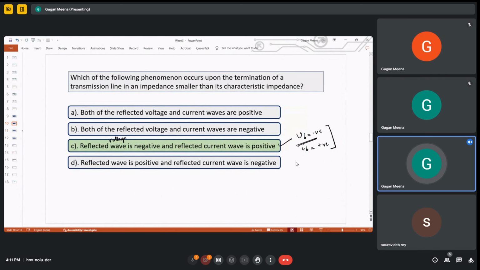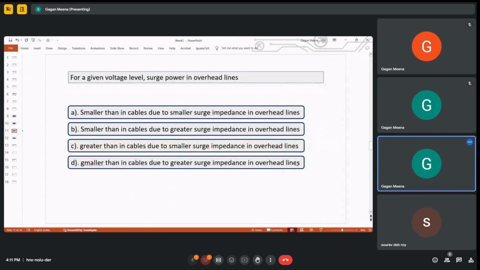The reflected wave is negative. Reflected voltage and current is positive. So now this also we discussed. For a given voltage level, what is surge power in overhead lines? So this is P is V square by ZC. Now here it is asking us to compare the surge power of cable and surge power of overhead line.